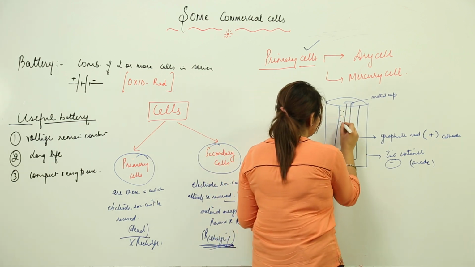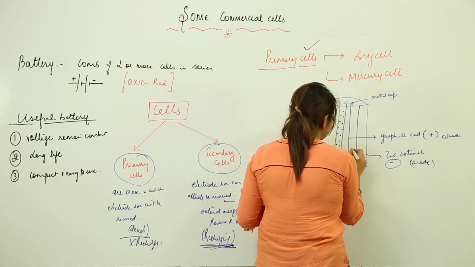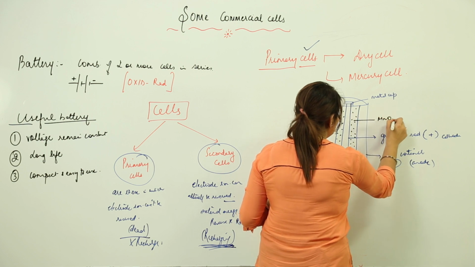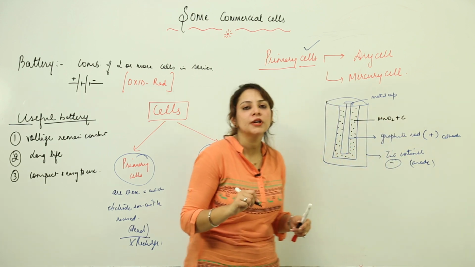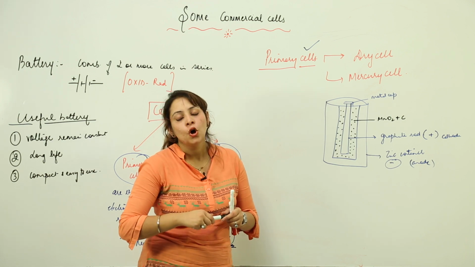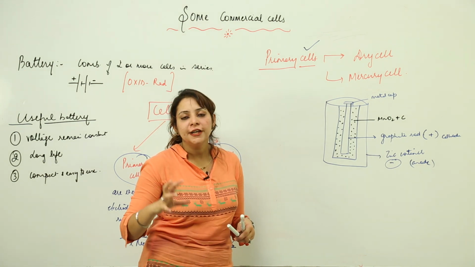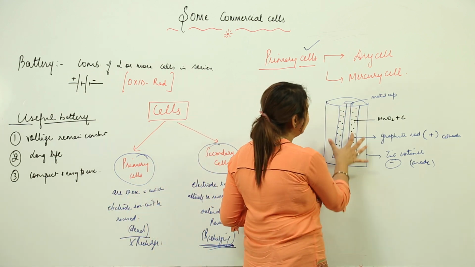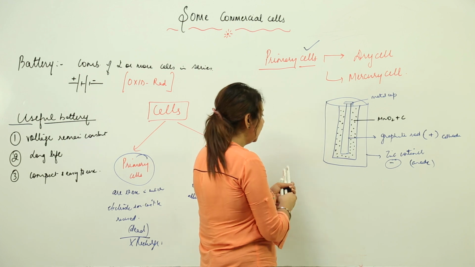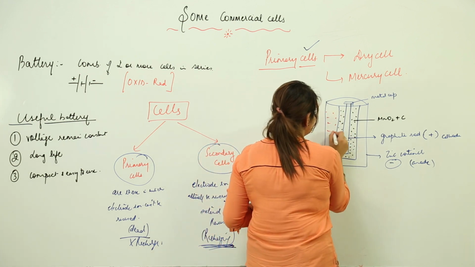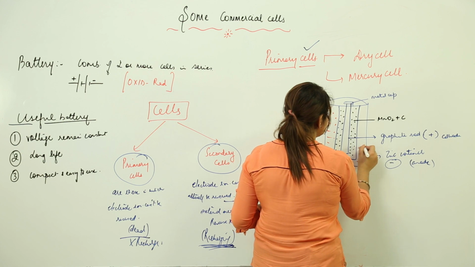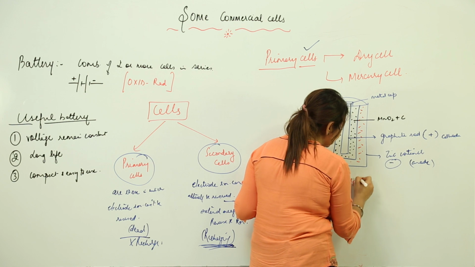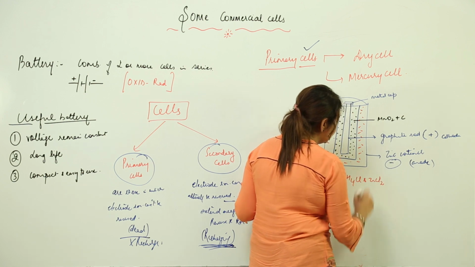It is surrounded by a black substance which is a mixture of MnO2 plus coke. You all know how coke is obtained. It is a pure form of coal obtained by destructive distillation of coal. So you are using that coke with the manganese dioxide, surrounding the graphite rod with that. And now here is the electrolyte, which is nothing but a paste of ammonium chloride and zinc chloride.